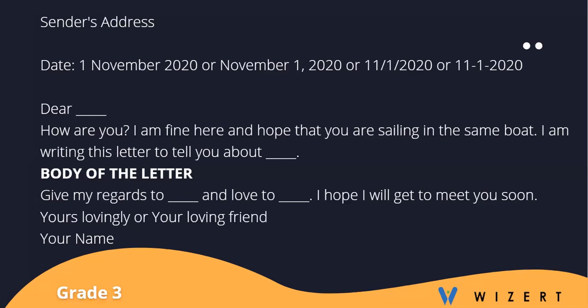After that, please choose any one option. Either you will say yours lovingly, or you can say your loving friend, your loving daughter, your affectionate daughter, or your affectionate son. Whatever relationship you share with that person, you can mention that. And finally, in the next line, you mention your name.